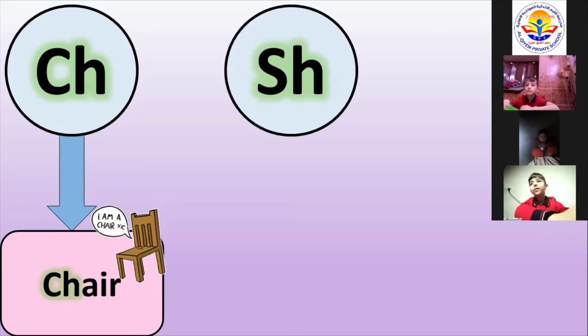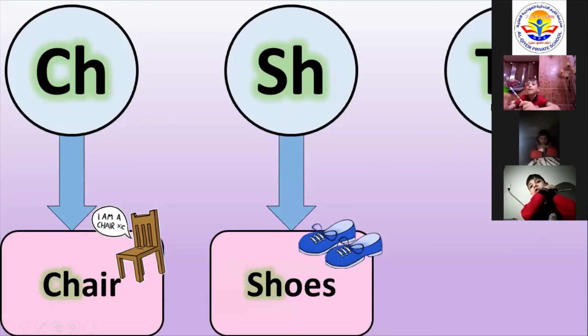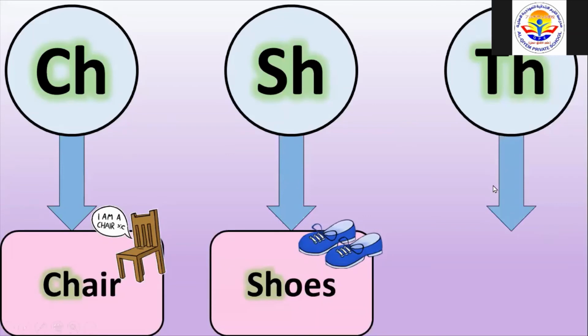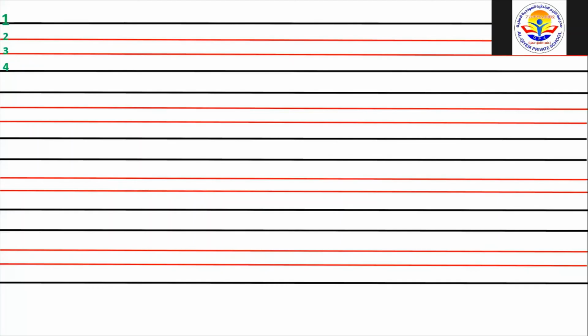If the letter H is preceded by S, it should be pronounced sh. For example, the word shoes. If the letter H is preceded by T, it should be pronounced th. For example, the word father. Okay. Now, let's see how to write this letter in the correct way.